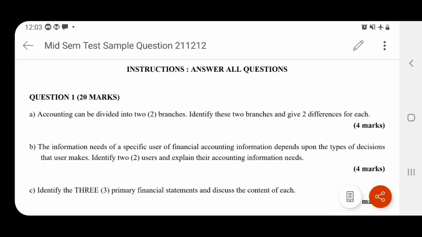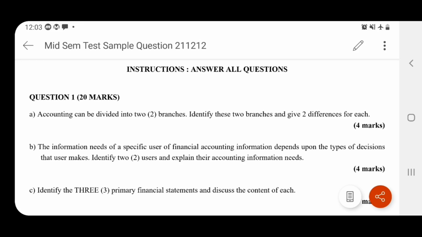There are many differences between financial accounting and management accounting. The first difference is in terms of output. Remember this. The output of financial accounting is the financial statement. You have learned about financial statement. Financial statement contains income statement, statement of equity, balance sheet, statement of cash flow, and notes to the account. So that is the output of financial accounting.